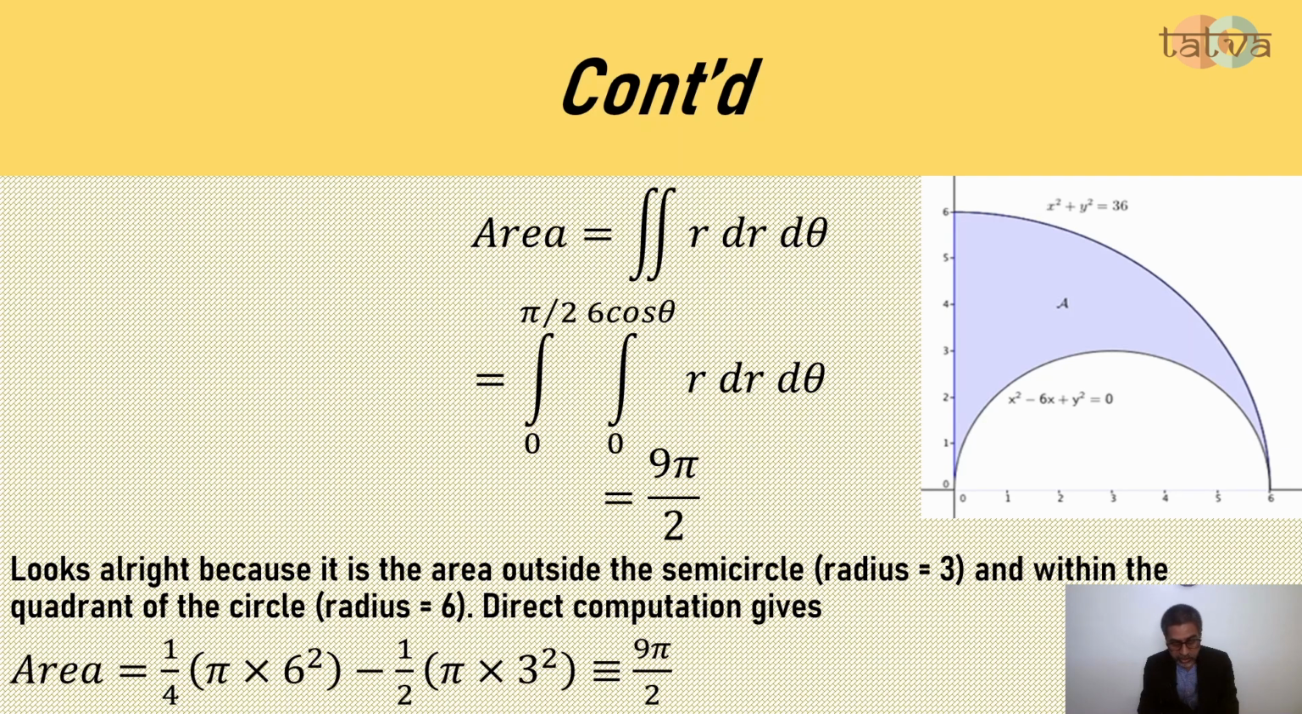So the area is the area of the quadrant, therefore 1 by 4 pi r square, minus the area of the semicircle, which is half pi r square, but the radii are 6 for the big circle and 3 for the smaller circle. And you can see that we achieve the same 9 pi by 2 even through calculus. So at the end, this looks like a toy example, but this gives us faith that we can use these concepts for higher order problems.